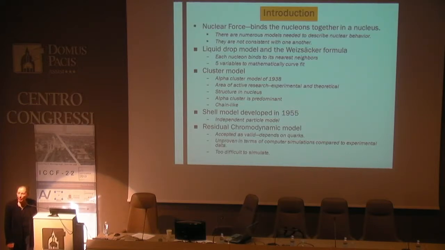Then there's the cluster model. That one is interesting because it is based on the alpha cluster model from 1938. There is a lot of active research going on right now with regards to the cluster model, both experimental and theoretical. What it says is there is structure in the nucleus, and the alpha particle is the predominant building block. The cluster model states that we end up with a chain-like structure, and they have seen this experimentally. When they look at the nuclides, they look like chains, links of alpha particles linked together.